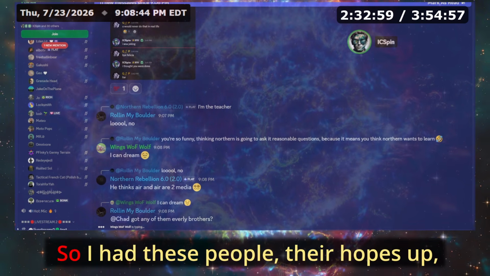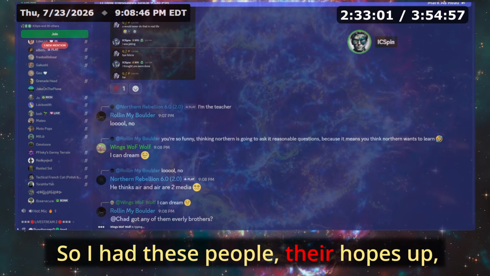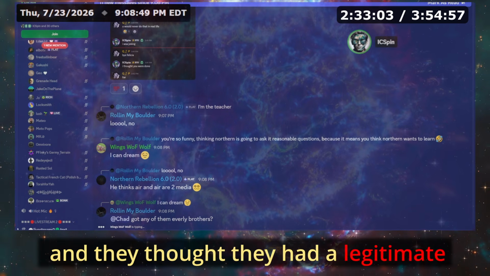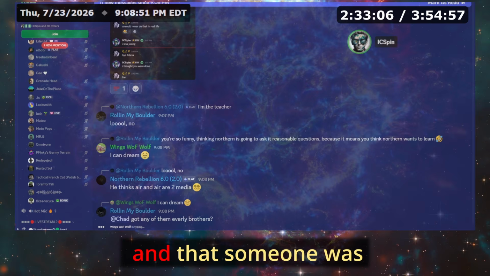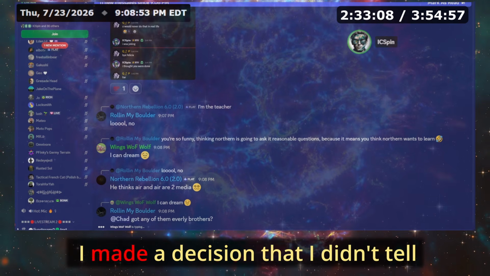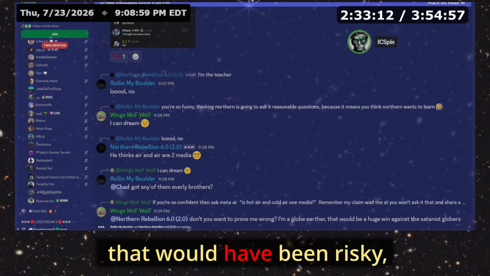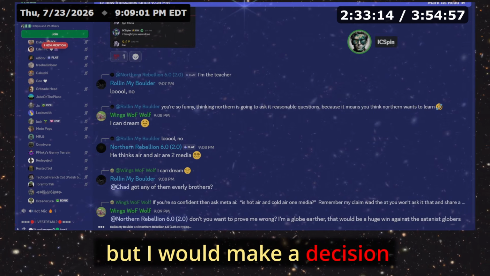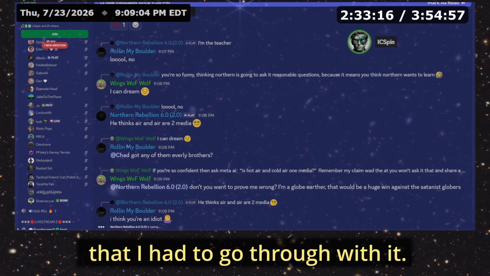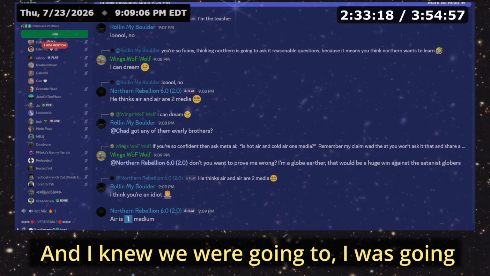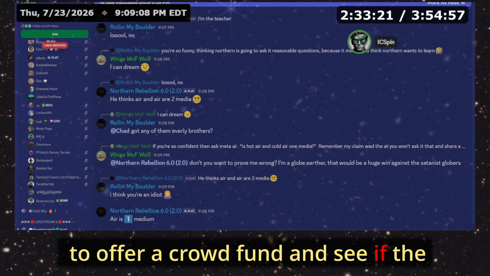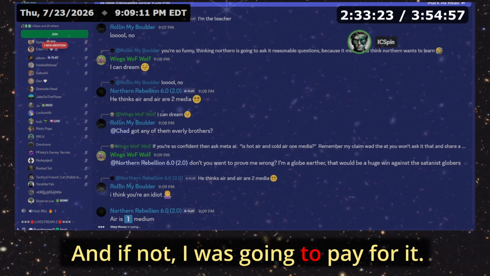"So I had these people, their hopes up, and they thought they had a legitimate chance at going, and that someone was going to pay for it. I made a decision that I didn't tell anybody about, that would have been risky, but I had to go through with it, and I knew I was going to offer a crowd fund and see if the crowd would come together, and if not, I was going to pay for it."